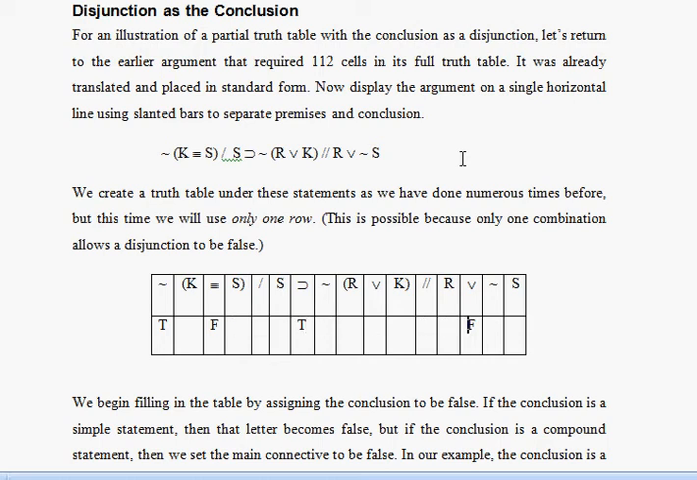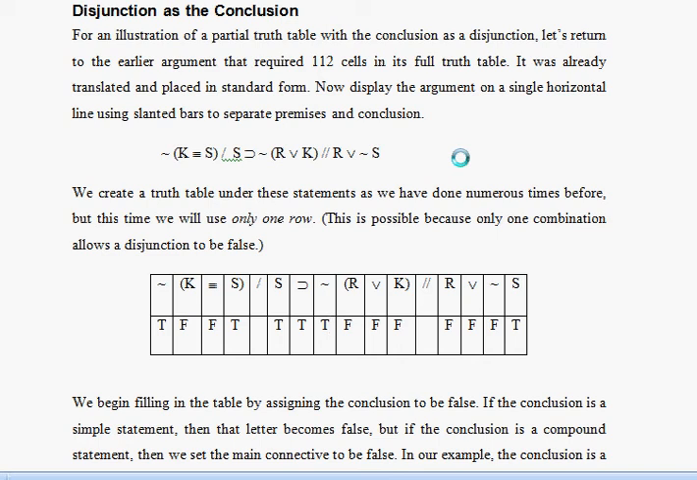The wedge being false, the only way for this to be false would be for both disjuncts to be false, which means S would have to be true. So we come back here and make S true on all the lines, and we make R false on all the lines. We would find that the only way for this to be false would be for K to be false. So we make this K false, which would make that false, and that would make that true, and true horseshoe true is true.